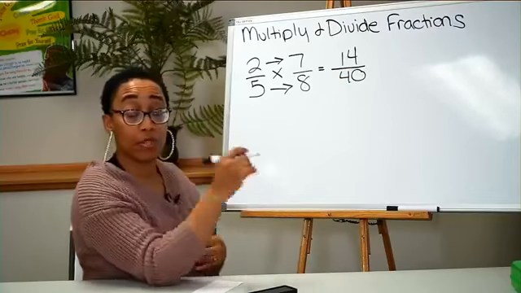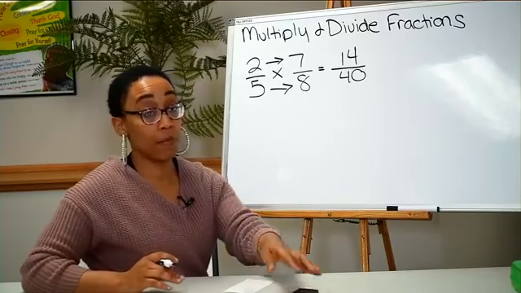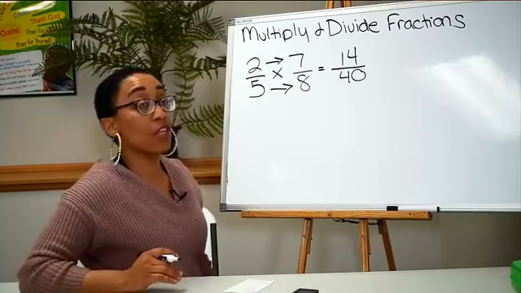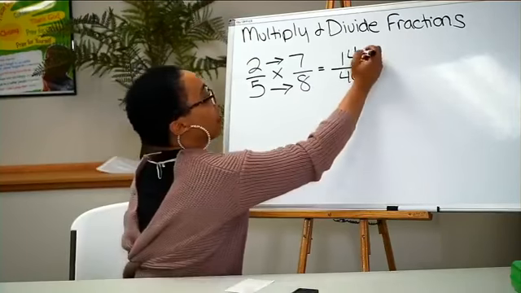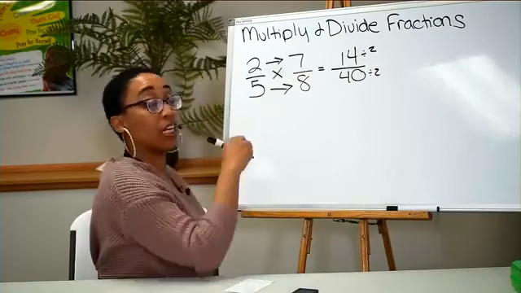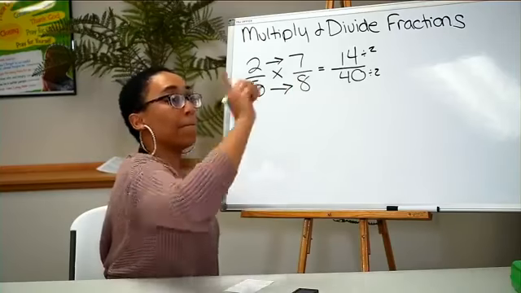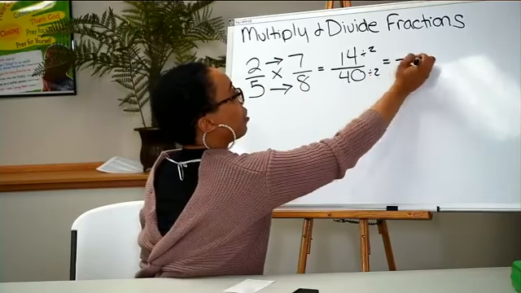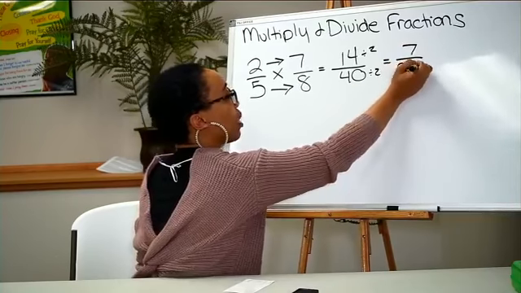And then you reduce. If you don't know or your student doesn't know where to start, but they know that somehow this can be reduced, and if both numbers are even numbers, you can start with 2. When you reduce, whatever number you use to divide, you have to use the same number for the top and for the bottom. So 14 divided by 2 is 7. 40 divided by 2 is 20.